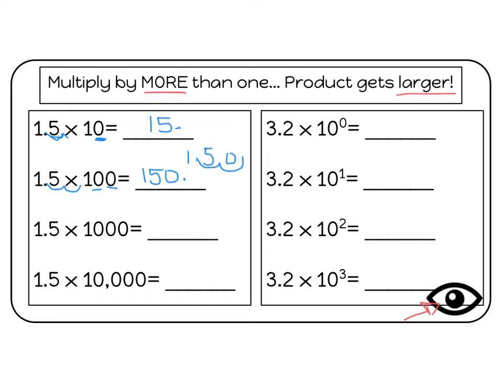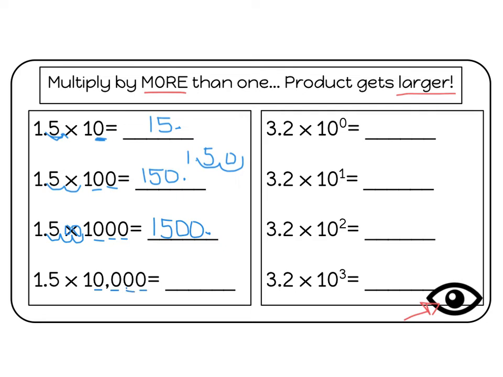So now let's try this with 1,000. So we have 1, 2, 3 zeros. So that means we're going to move 1, 2, 3 place values, and we're going to fill in those holes with zeros. So now our number is 1, 5, then 2 zeros, and the decimal at the end. So our number would be 1,500.